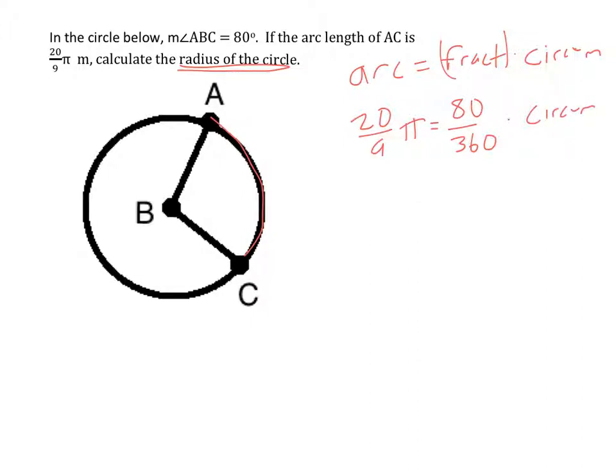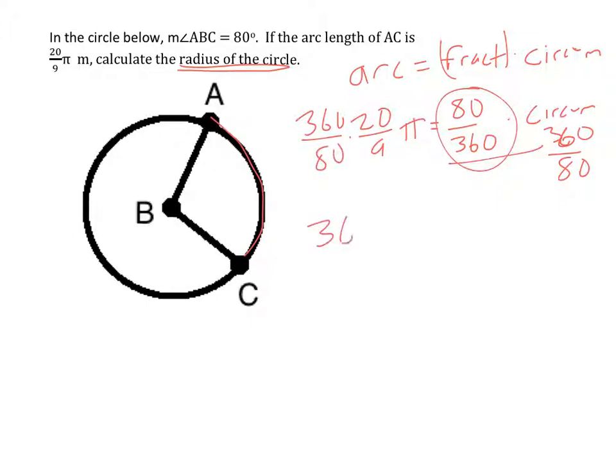So if we go through here, we say, okay, what can we do? Again, a little bit easier with a calculator, but without it, we can still do some work. So we will essentially divide both sides, or you can think of it another way as you multiply by the reciprocal. So I want to cancel out 80 over 360, so I can multiply each side by 360 over 80, and that will cancel everything. So 360 over 80. So 360 times 20 over 80 times 9 pi equals the circumference of the circle.